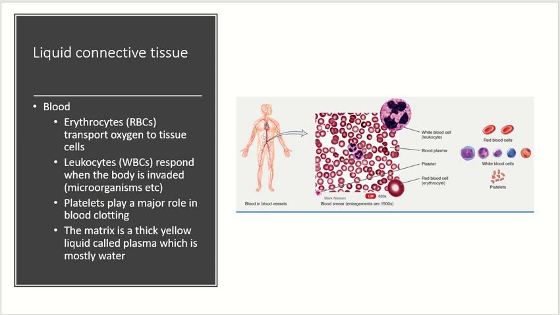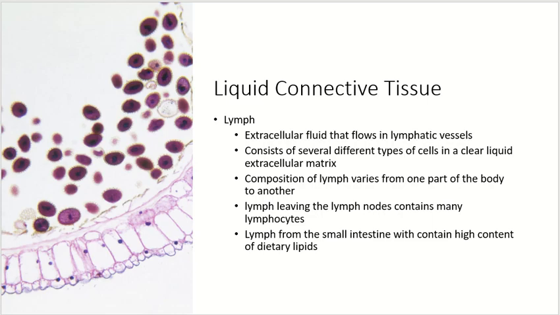We've got leukocytes, our white blood cells. These are responsible for mounting various immune responses and helping protect the body against any sort of invading microorganisms. Platelets are going to be really important in blood clotting, and the matrix that we have for blood is going to be a thick, kind of yellowy liquid that is called plasma. It's going to be made up mostly of water as well as some protein.